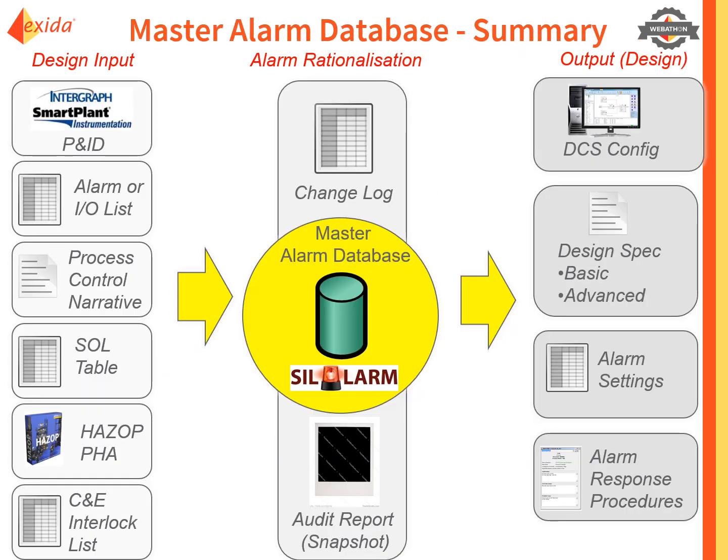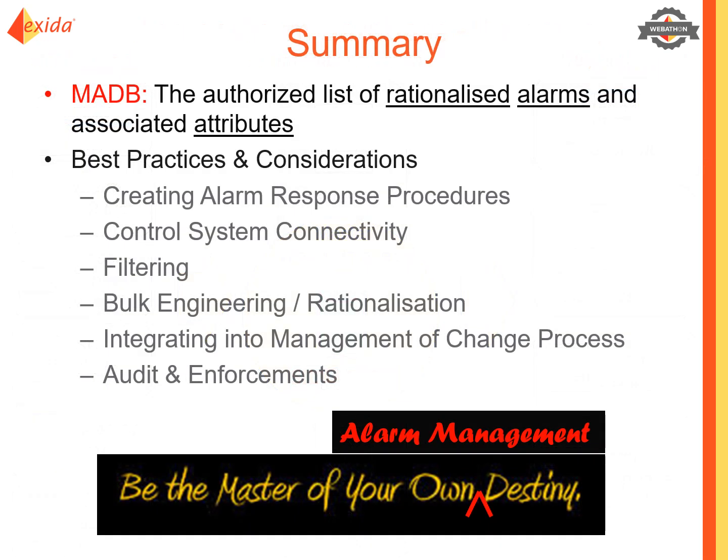So in summary, the master alarm database is a list that's formed from several input documents, and then each alarm in the master alarm database is rationalized to check that it's a genuine alarm and it's configured appropriately. This master alarm database can then be used to configure the DCS or the SCADA. It can produce alarm response procedures, document the design of system alarms, and advanced alarming techniques that were used. All of this has been recorded in the master alarm database, the authorized list of rationalized alarms and associated attributes.